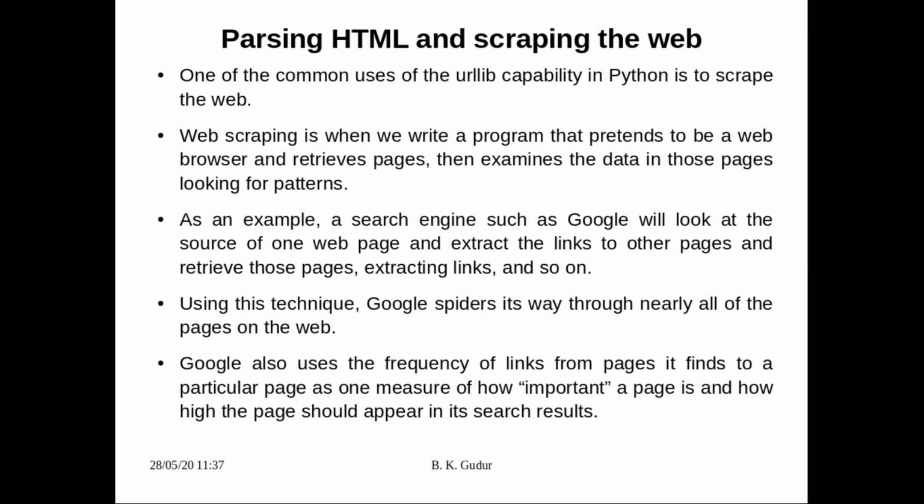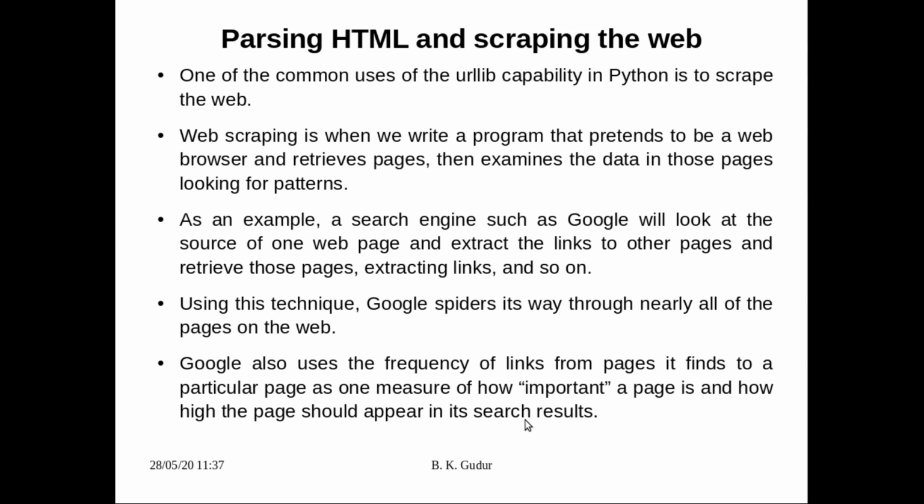Using this technique, Google Spider, that is the name of the application, goes through nearly all the pages of the web. Whenever it sees a new link, it will go to that link, parse all the pages in it, and store them in its database. Google also uses the frequency of links from pages as one measure of how important a page is and how high a page should appear on its search results.